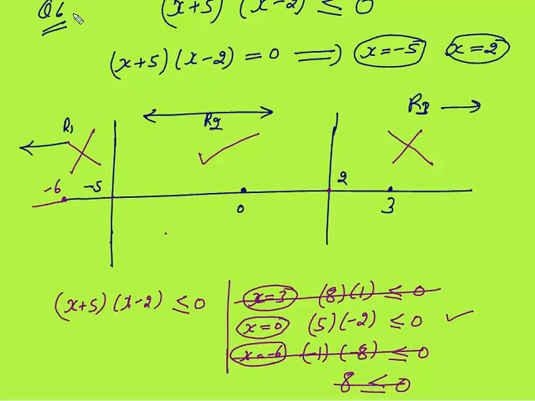So what is my answer? The range of x will become x belongs to minus 5 to 2. Here the square bracket will come because we have less than or equal to 0. The inequality can be equal to 0, because at x equals minus 5 and 2, this will be equal to 0. So I have to include them, I have to take the square bracket. So that will be the final answer.